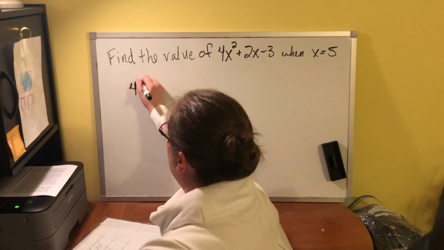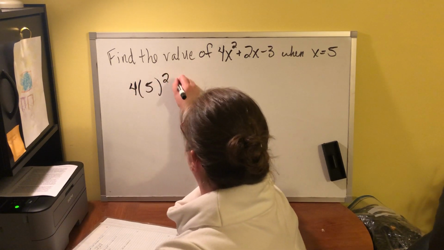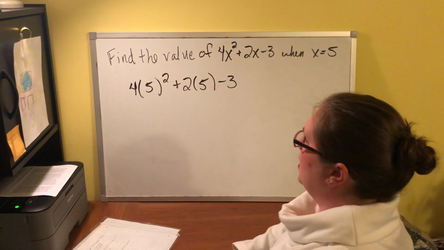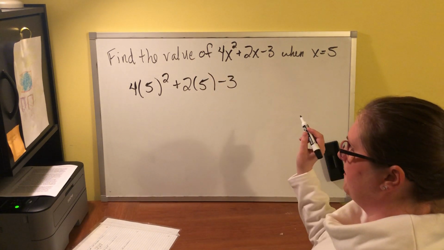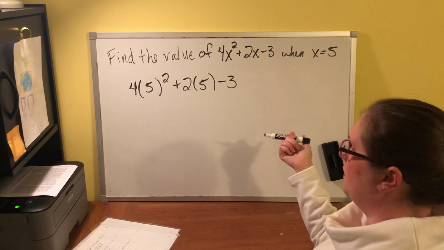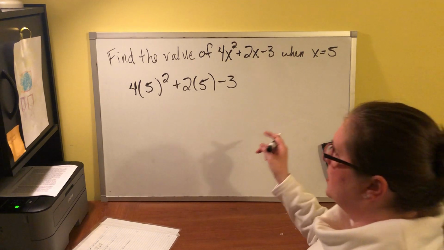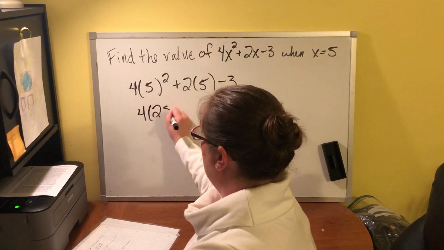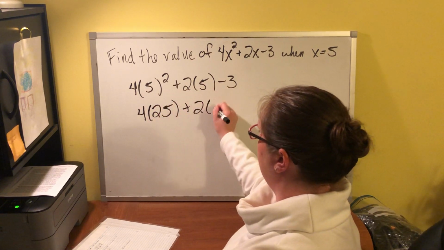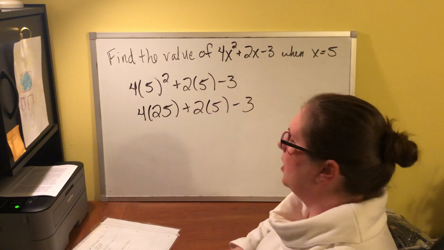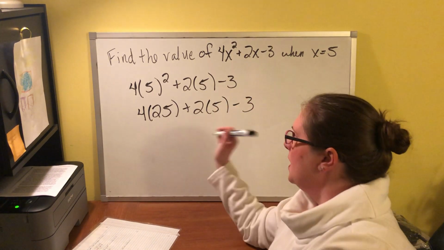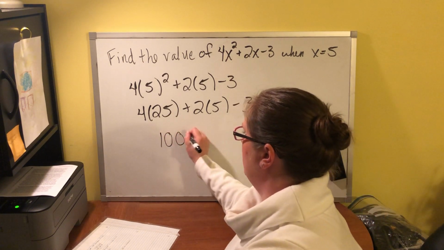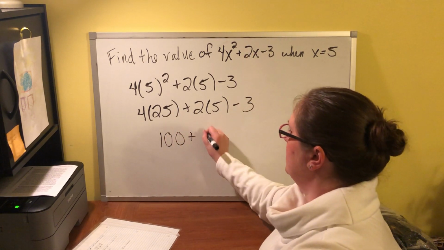Make sure you put in those parentheses so you're performing the right operations in the correct form of the order of operations. Okay, order of operations, can't do anything with the parentheses, so we move on to exponents. So I can do 5 squared. 5 times 5 gives me 25, okay? Now I'm moving on to multiplication or division. I have multiplication going on, so I can do 4 times 25 gives us 100, plus 2 times 5 gives us 10, minus 3.